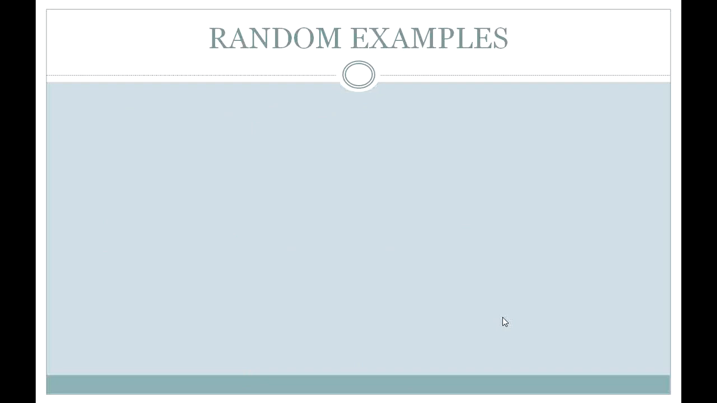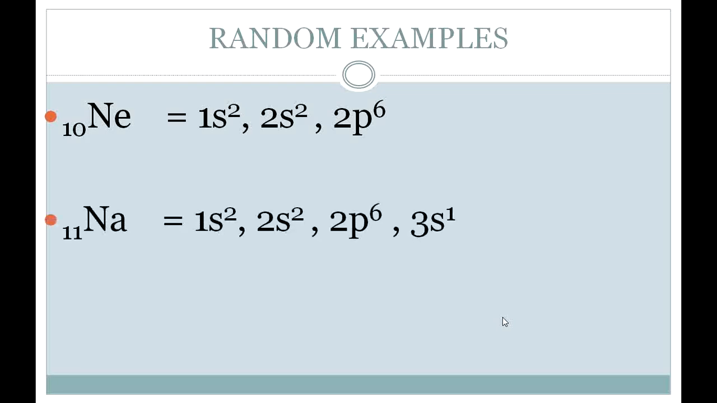Now we have some random examples, like neon, atomic number 10: 1s2, 2s2, 2p6. The p orbital cannot have more than 6 electrons. So if we have 11 electrons, like in the example of sodium, then we have to write another orbital, that is, after 2p we have the 3s orbital. So the 11th electron will move to 3s. So sodium's electronic configuration is 1s2, 2s2, 2p6 and 3s1.